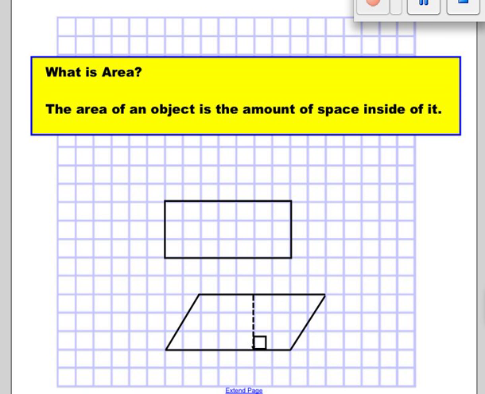Sometimes finding the area of an object is simple. The area of an object is the amount of space inside of it, which is different than the perimeter. The perimeter is the space on the outside, sort of like building a fence. But the area is how much room would be inside the fence. So in the case of this rectangle at the top, I need to figure out how much space is inside of it. I could just start counting all of the squares on the inside.